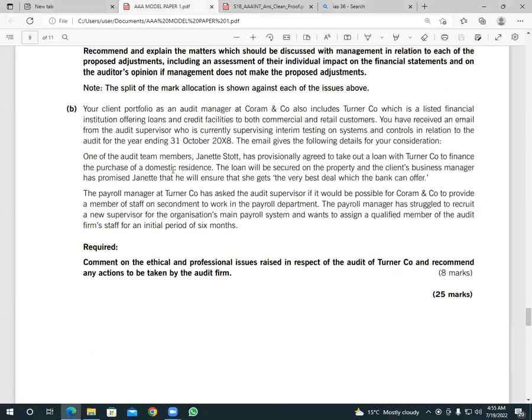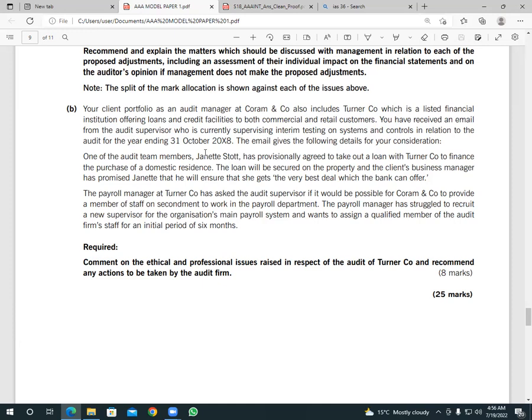Part B, your client portfolio as an audit manager at Coram & Company also includes Turner Company, which is a listed financial institution offering loans and credit facilities to both commercial and retail customers. You have received an email from your audit supervisor who is currently supervising interim testing on systems and controls in relation to the audit. So one of your team members is your audit supervisor. The email gives the following details for your consideration.